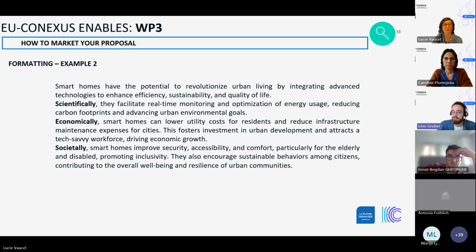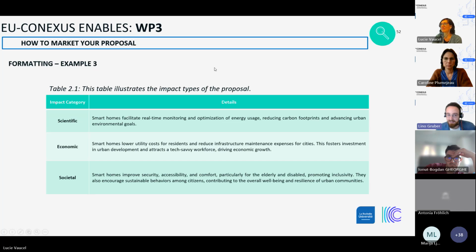So is there a way to make it look even better? And it's example 3. Example 3, Lucy, is this one. So it's the same, but in a table. Because, as we mentioned, a table can do a better job at illustrating things than a paragraph can do. We let you be the judge, but it's pretty easy to read and more linear than a normal paragraph.